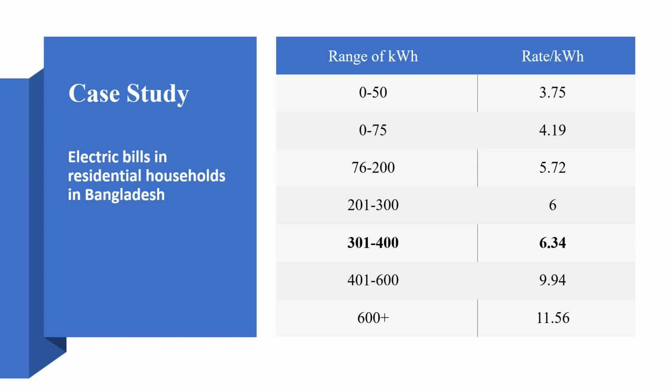So now, to define the internal buying price, we have collected the electricity bills of Bangladesh from different households. The Bangladesh government has set a different electricity bill at different ranges of kilowatt hour. After observation of multiple electricity bills, we have seen that most houses in Bangladesh consume from 301 to 400 kilowatt hour per month. That means in that range, the internal buying price will be considered as 6.34 taka per kilowatt hour.